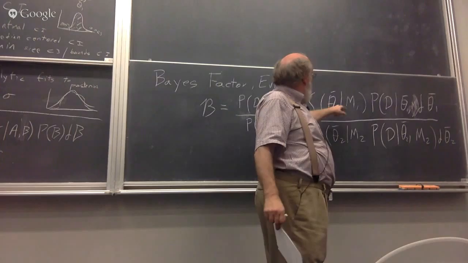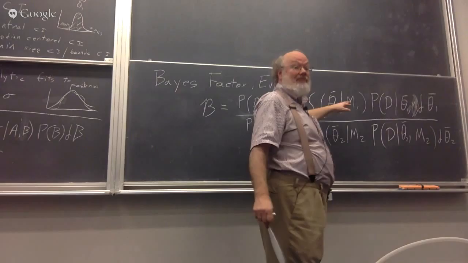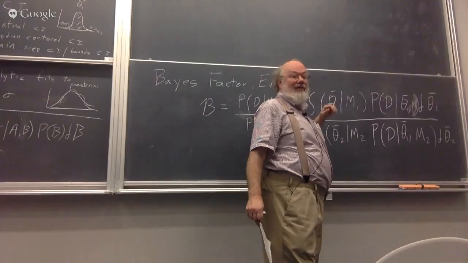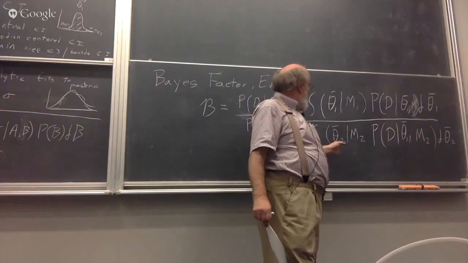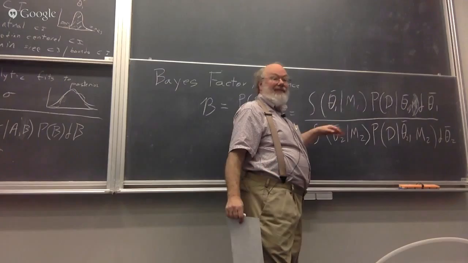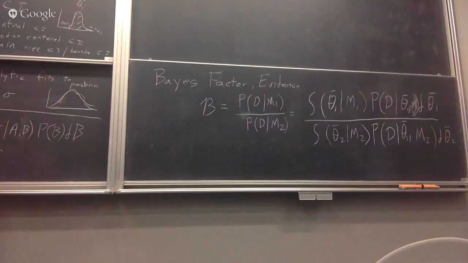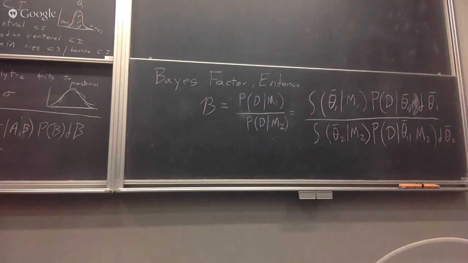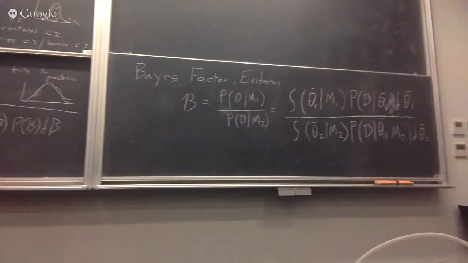So what is the first bracket? This is like the prior, in a sense. This is the distribution of parameters you expect in this model. So I give you model one, and so it's a P of theta one, given that you're talking about model one. These could be the same parameters or not. So it's basically the ratio of the denominators of that equation, right? Yes, exactly.